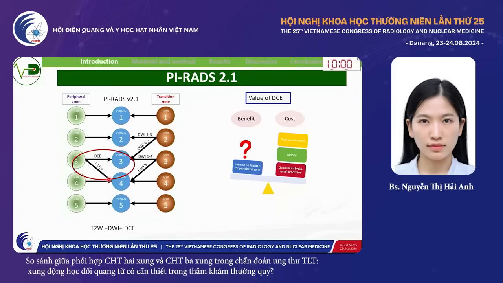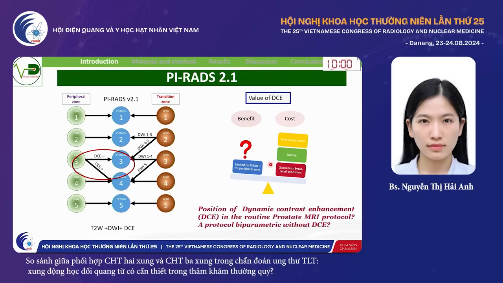And on this diagram, we notice that DCE only presents its value on PI-RADS 3 for the peripheral zone, which raises a question about the cost and benefits. It has a limited role, but the cost is quite significant, including time consumption, the financial cost, as well as the risk related to gadolinium.